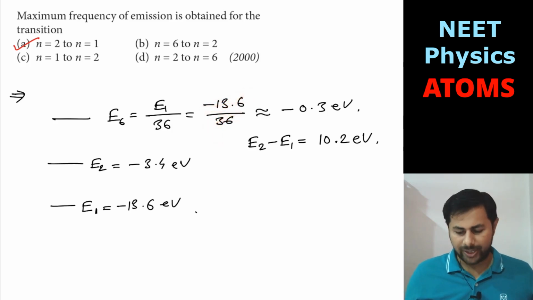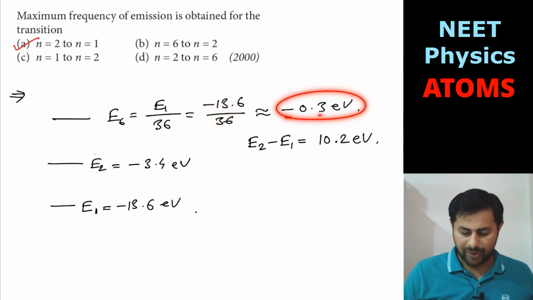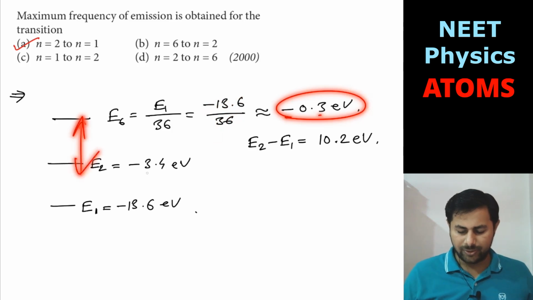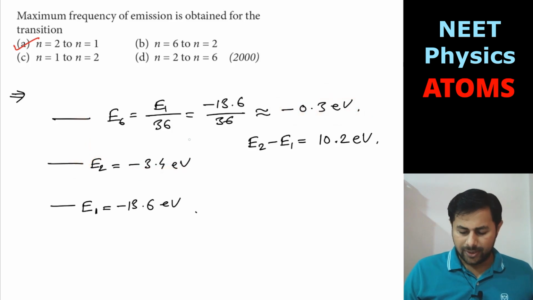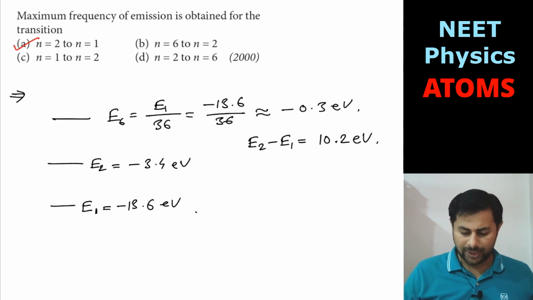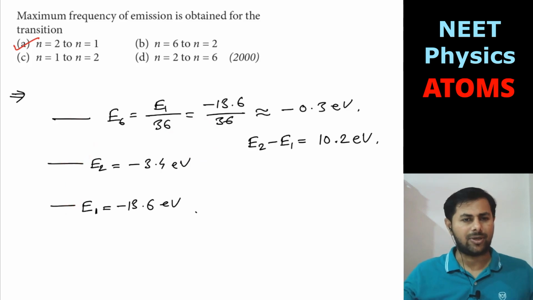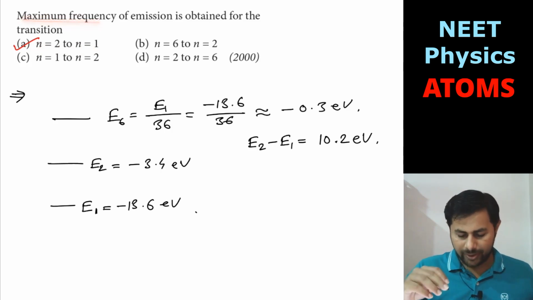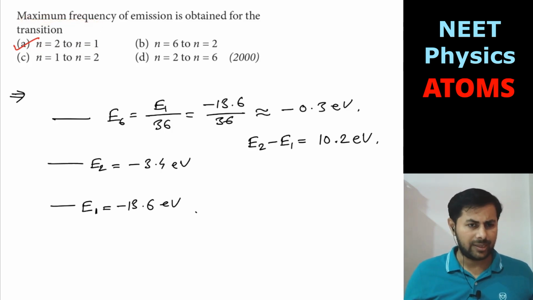So roughly 0.3, and so the energy difference between these two levels is 3.4 minus 0.3, which is 3.1 eV. So the energy difference between these two is much greater compared to the energy difference between any of the next orbits. That's why the answer is 2 to 1. If the energy difference is greater, the frequency of the emitted photon would be greater.